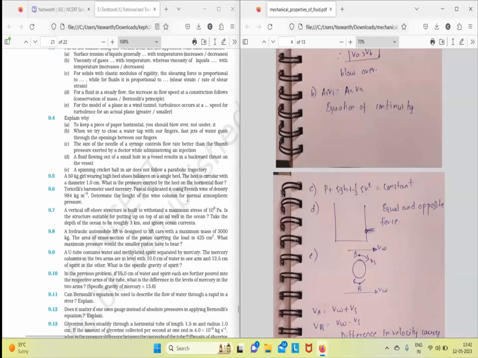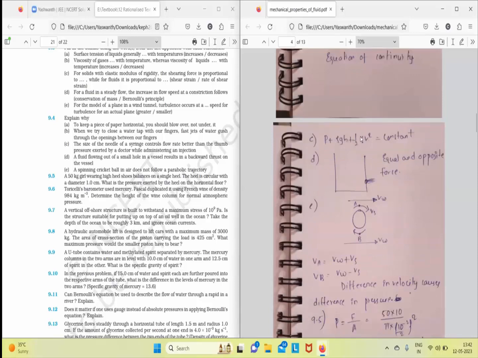So if you observe, the size of the needle will be very small, the area of the needle will be very small, and as I discussed in the previous question, if the area is less, the velocity will be very high. So here, if you observe Bernoulli's equation, P plus rho g h plus half rho v square, P is the pressure exerted by the doctor and V is the velocity of the fluid. If you observe, V has the square term, right? Even for a small increase in velocity, the whole term changes by a lot. But if you increase pressure by a little amount, the term will change only by a little amount.